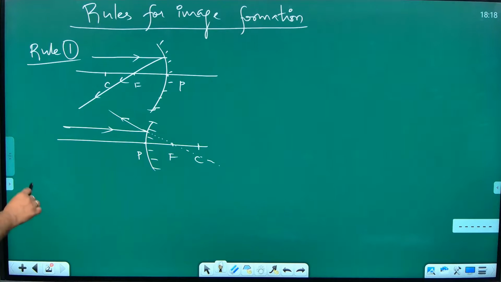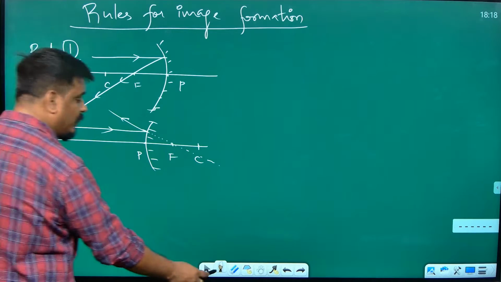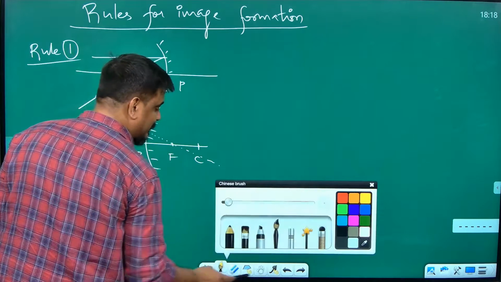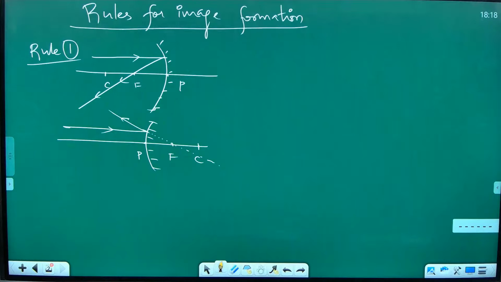Rule 2 is just the opposite of it. So what will rule 2 say? Rule 2 will say the reciprocal of this. That is, if any ray is passing through focus, after reflection it will become parallel to the principal axis. I will repeat this. I will give time for writing. Please pay attention. Rule 2 is just the opposite of this rule.